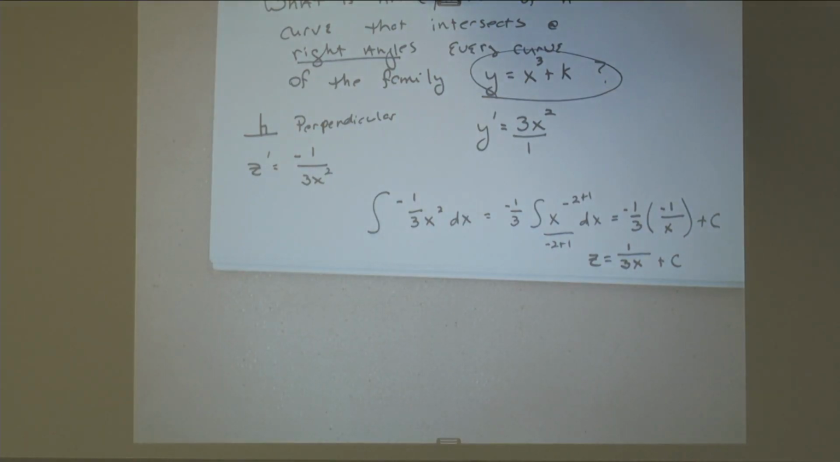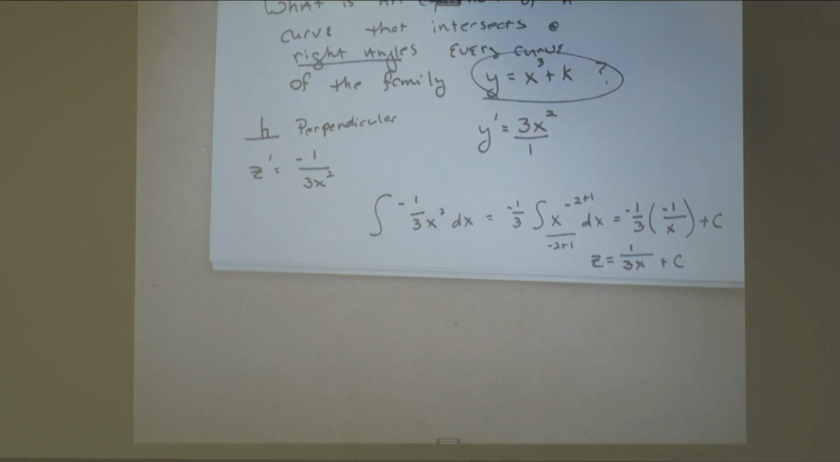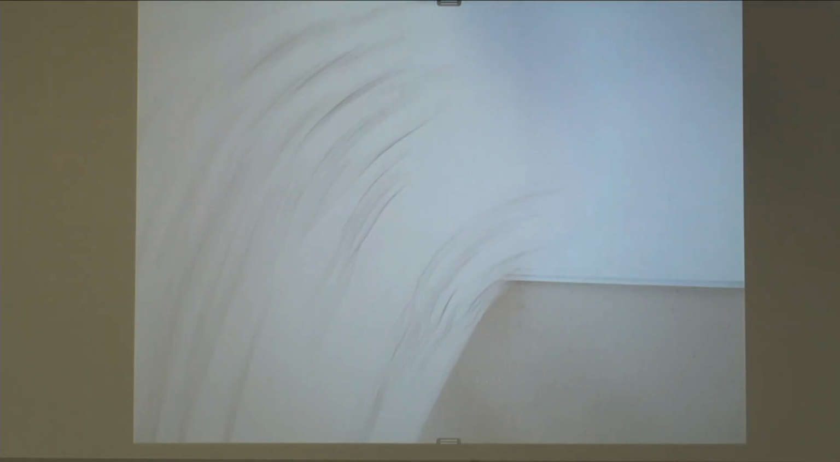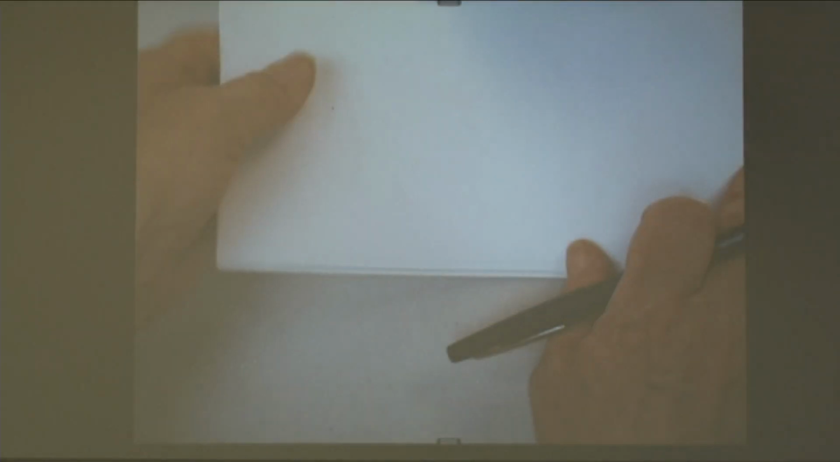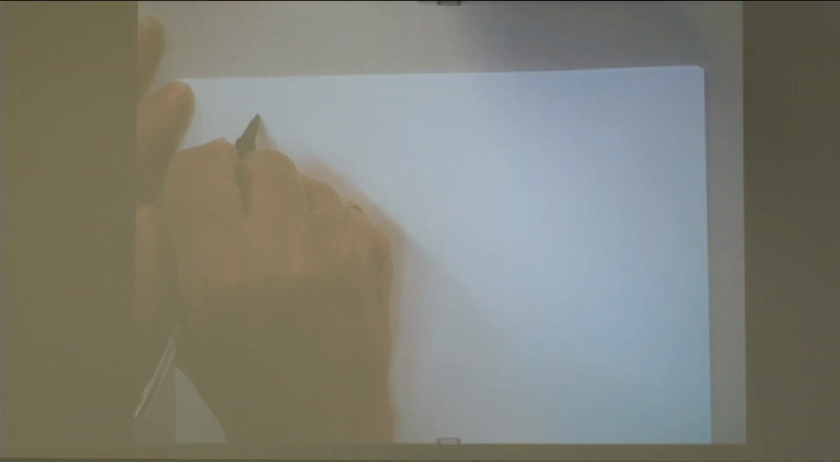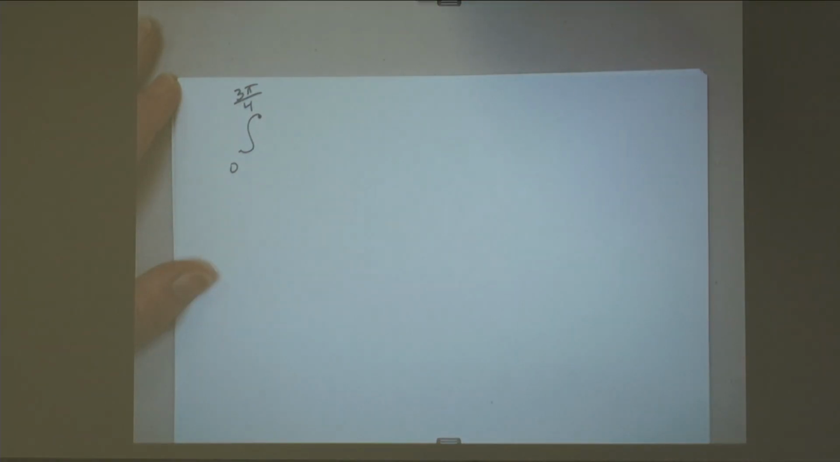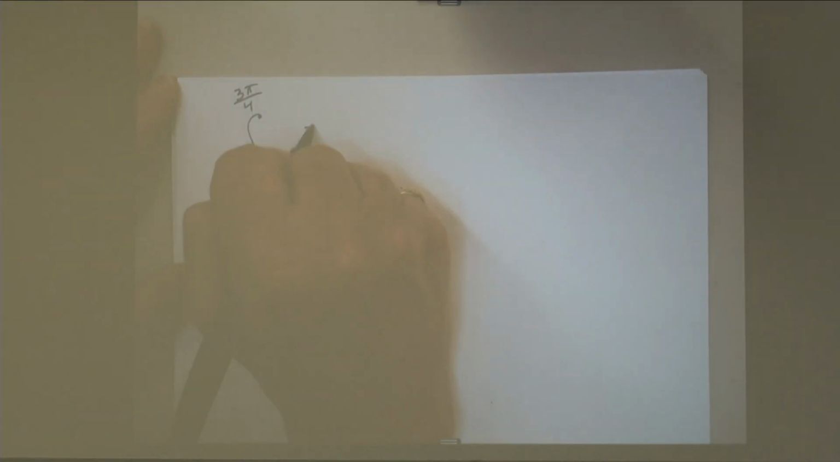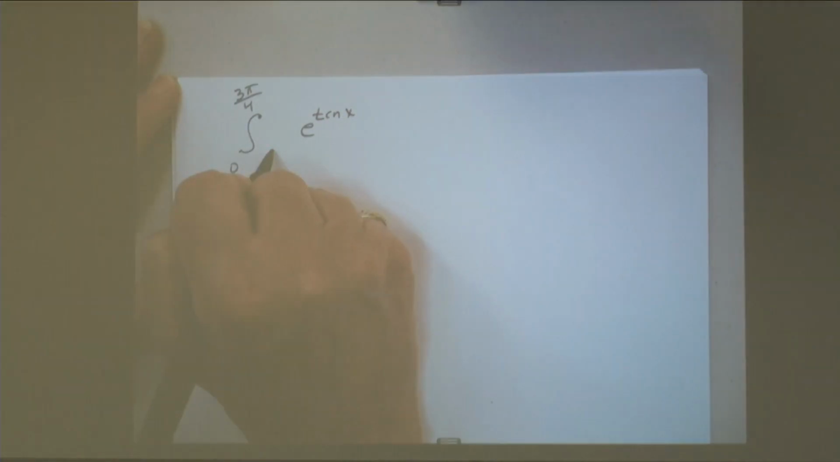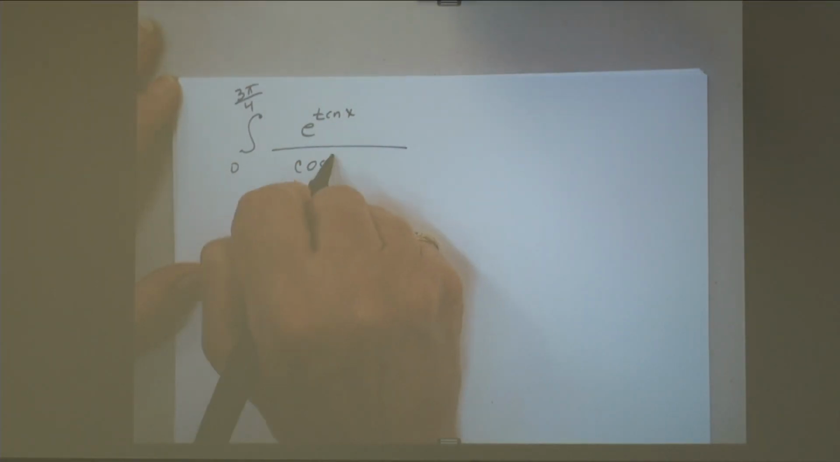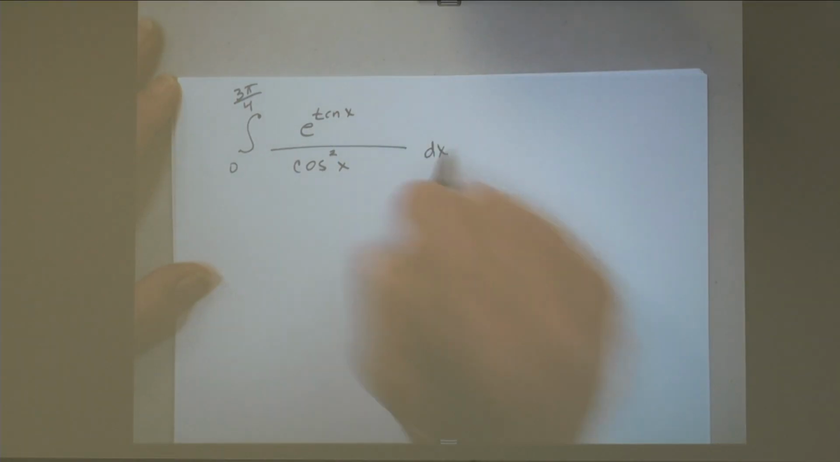Sometimes the more innocent the question, the trickier it can be. All right, let's go back and revisit our u sub. We haven't done this in a while. We're going to evaluate this integral in u sub. So we are integrating from 0 to 3π/4 of e to the tan x over cosine squared x dx.